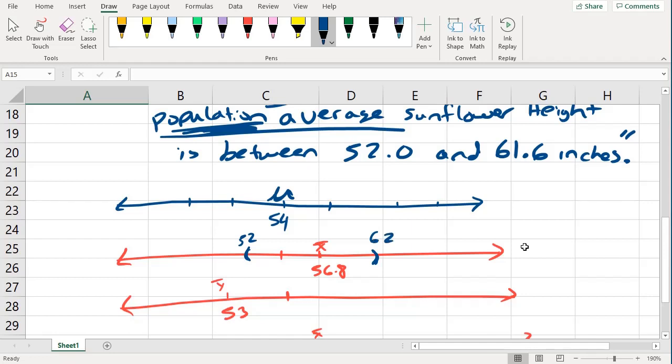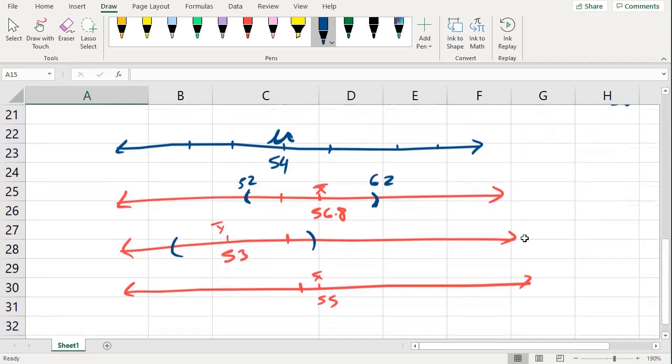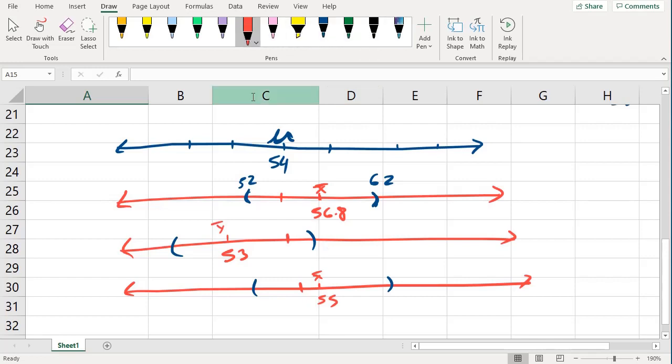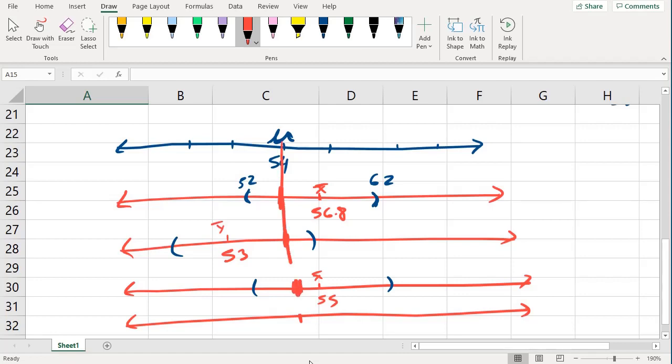I could calculate a confidence interval for this guy. I don't know where it would be. I'd have to do that math. But I could calculate a confidence interval for it. And I could calculate a confidence interval for this guy. And I could keep on like this. Now, you can see how each of these confidence intervals contains 54. 54 is right here. So each of these confidence intervals contains the population average.